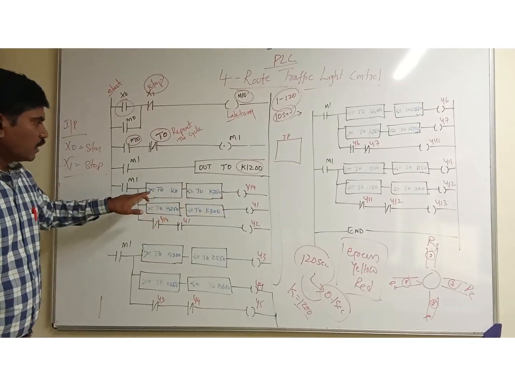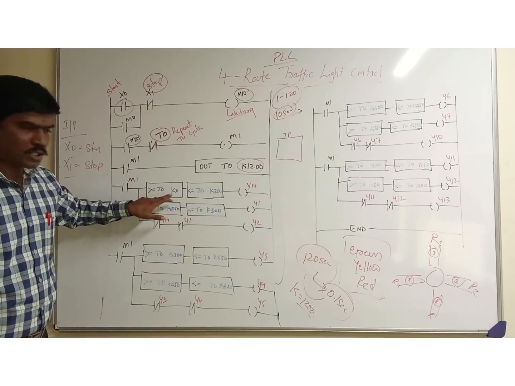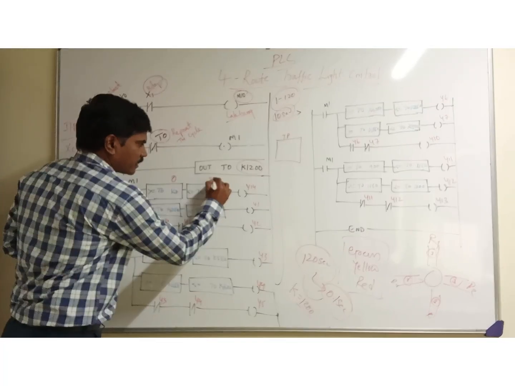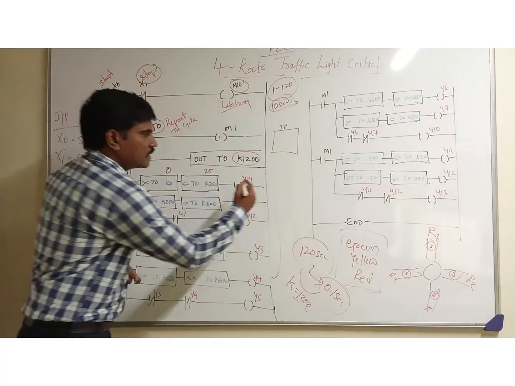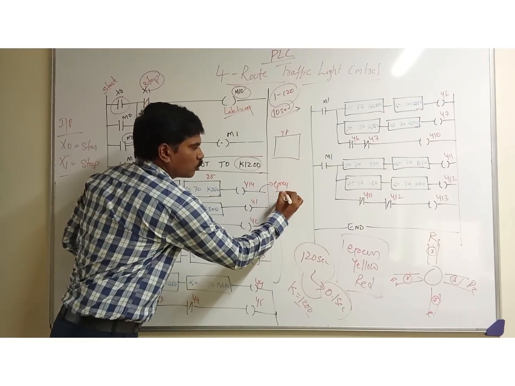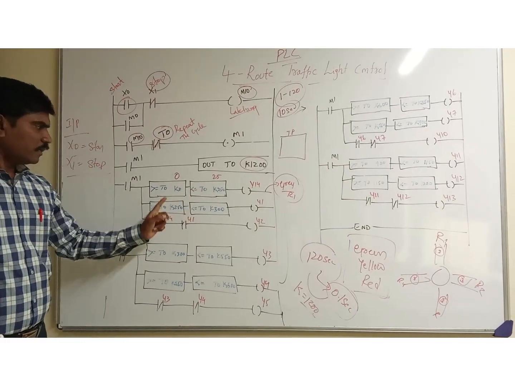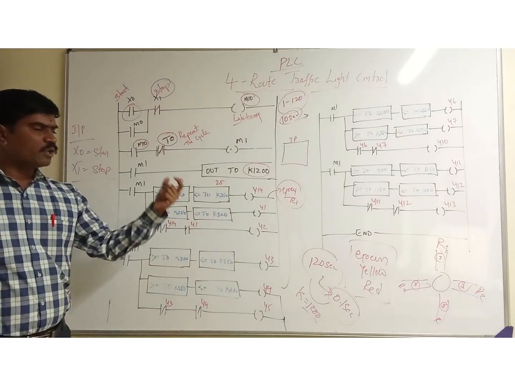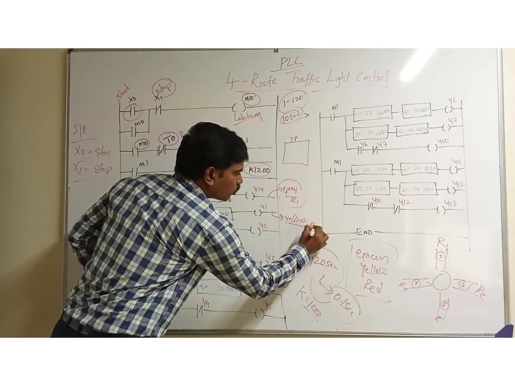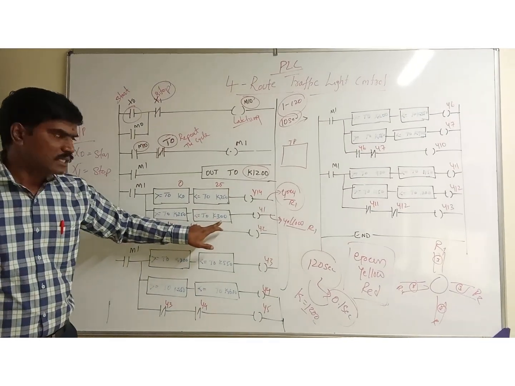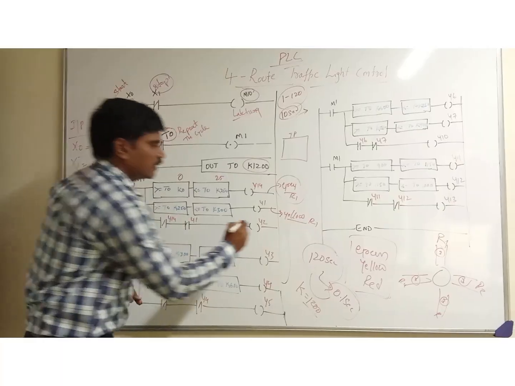Let us take the first one. If the timer is greater than or equal to 0 and up to 25 seconds, then the green light for route 1 should be on. Next, after 25, from 26 seconds to 30, only 5 seconds, the yellow light for route 1 should be on. And after 30 seconds, for the rest of the cycle, it will turn on the red color.